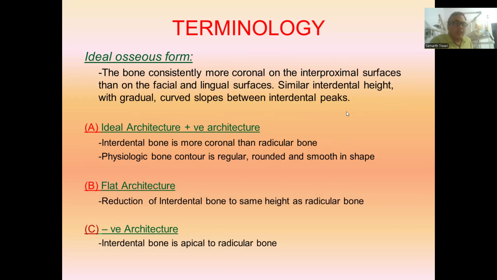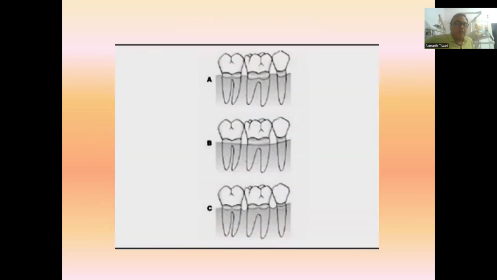Flat architecture, reduction of interdental bone to the same height as radicular bone. Negative architecture: interdental bone is apical to radicular bone. Here you can see positive architecture, flat architecture, and negative architecture.